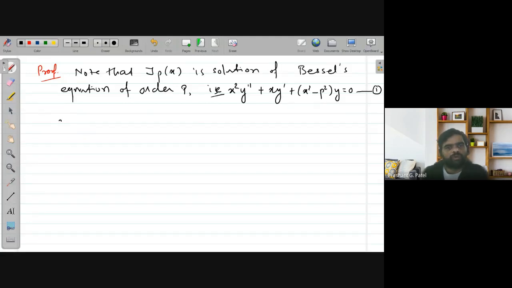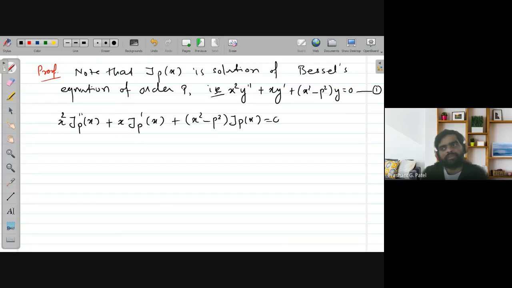So we'll have x square Jp double dash of x, the double derivative of the Bessel's function, plus x Jp dash of x plus (x square minus p square) Jp of x is equal to 0 for every x belongs to R minus 0. This is true. I may call this equation number 2.